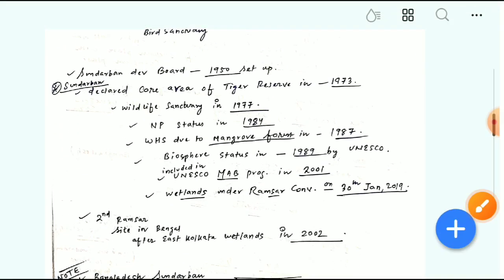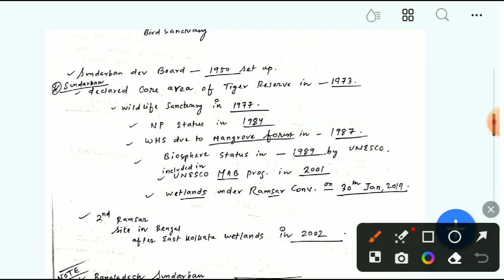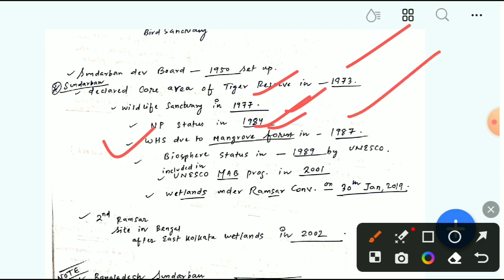So here I have given again the important years. Sundarban was declared a core area of tiger reserves in 1973, wildlife sanctuary in 1977, national park in 1994, and world heritage site due to mangroves. This also you must know, the world heritage site status of Sundarban is due to mangrove forest, and it is in 1987. Biosphere status in 1989 by UNESCO, and included in UNESCO Man and Biosphere Program in 2001.